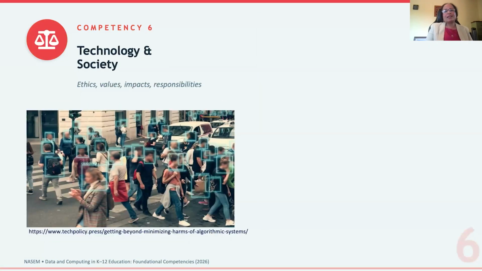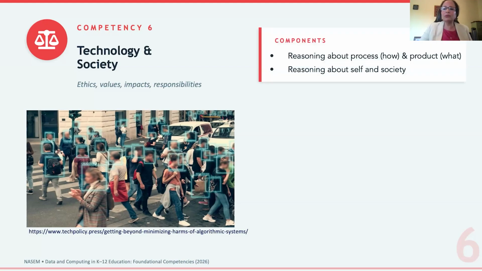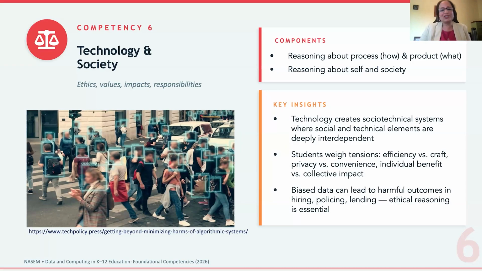Competency 6 is an increasingly important one today. It frames the relationship between technology and society through socio-technical systems. So it's a combination of social elements, humans, roles, power structures, and technical elements, tools, infrastructure, and how they interact and influence each other. Its components include reasoning about process and product. New technologies don't just change how a task is accomplished, but often redefine what is being created.